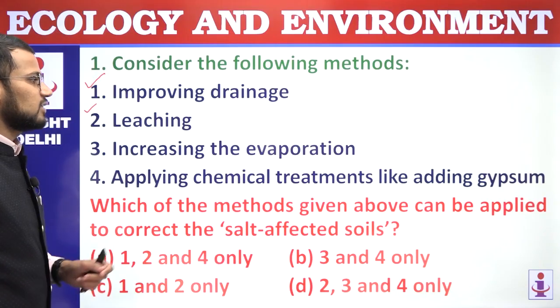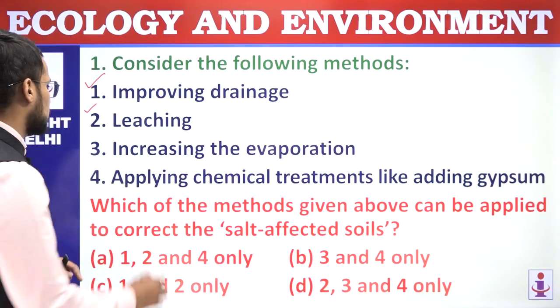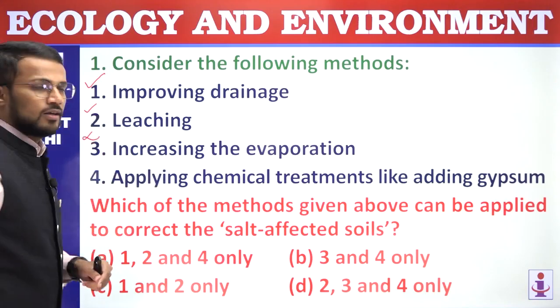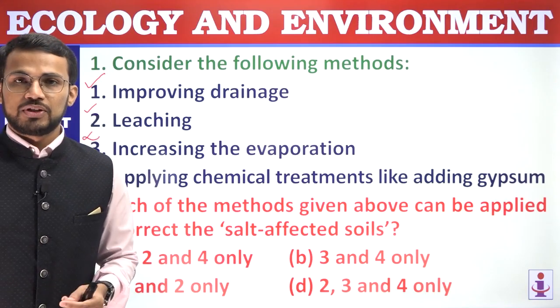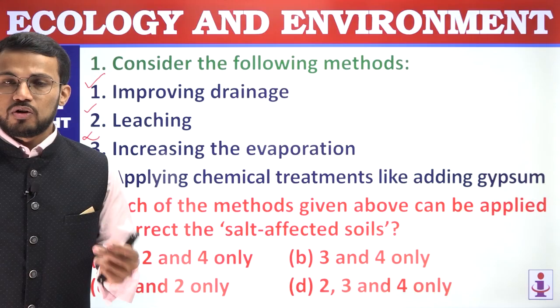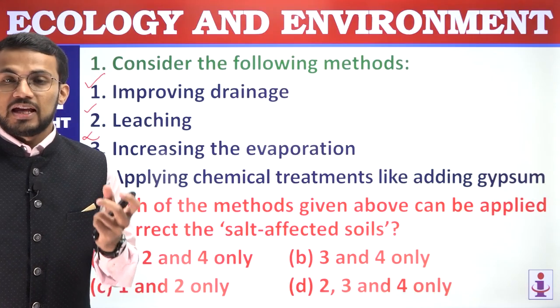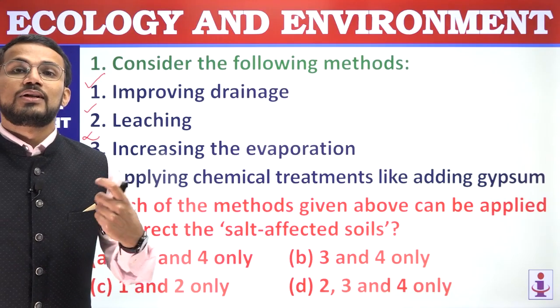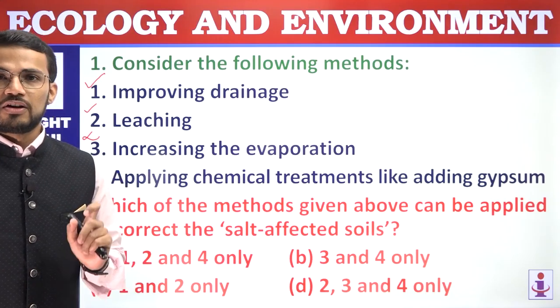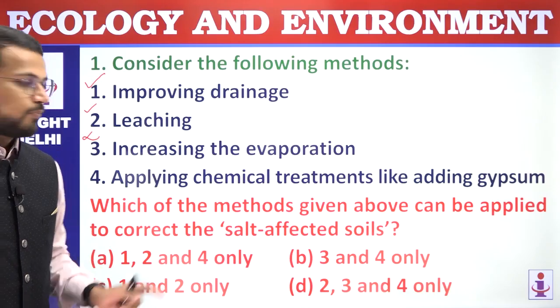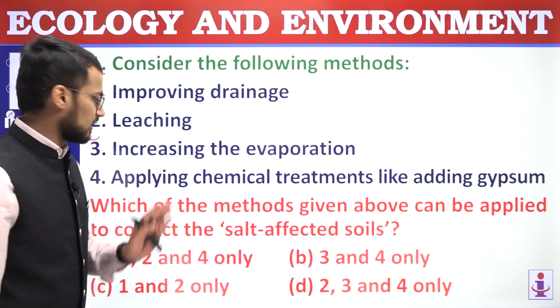Third is increasing the evaporation. Now this is an incorrect choice. Why? Because if we increase evaporation, then there will be loss of water, but the salts that are present in water will remain in soil. And that's why salinity will further increase instead of reduction of salinity. That's why the third statement is incorrect.